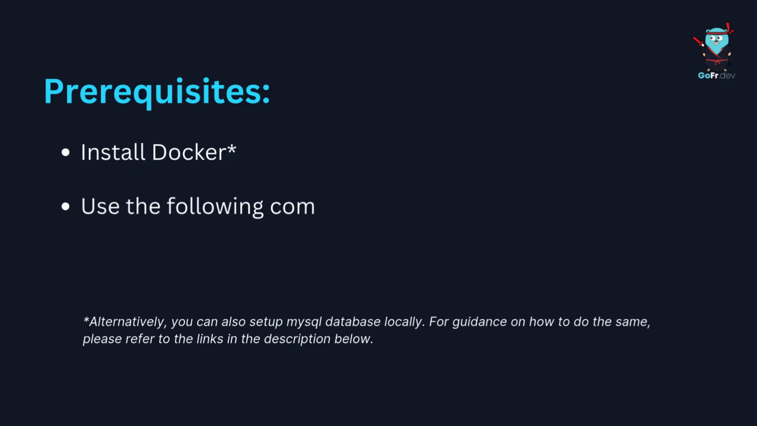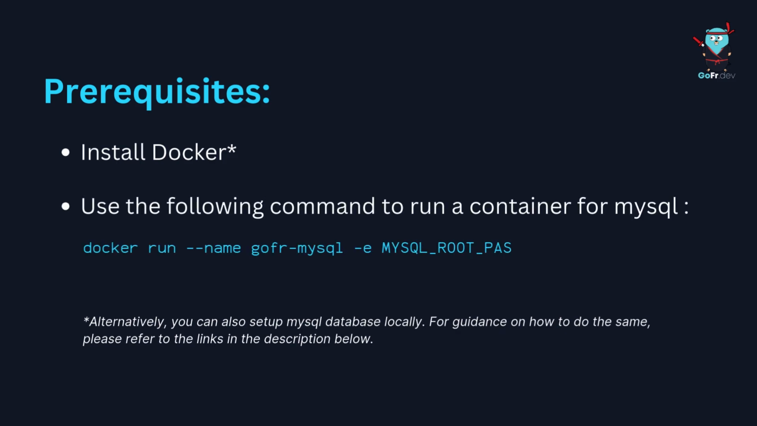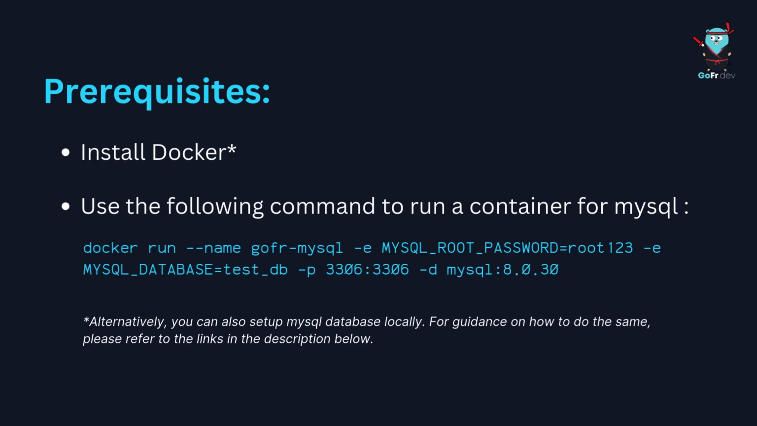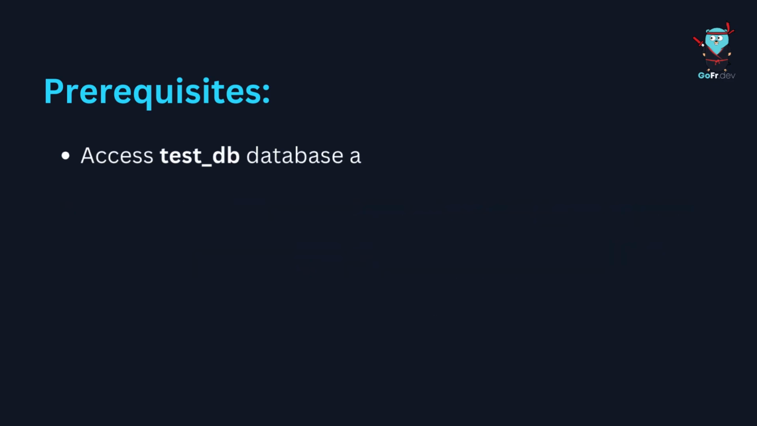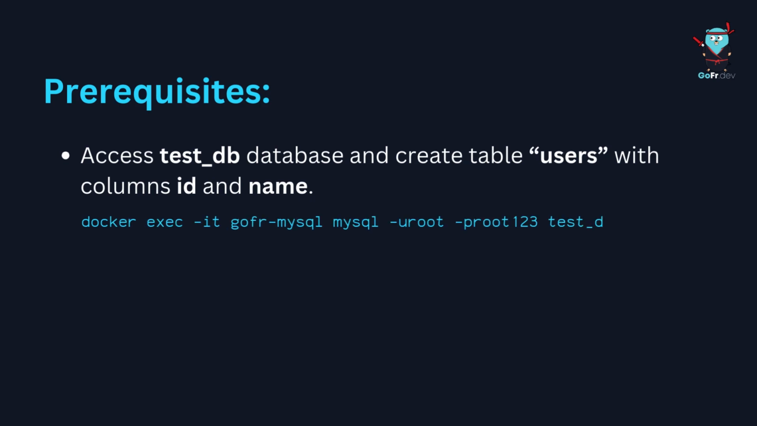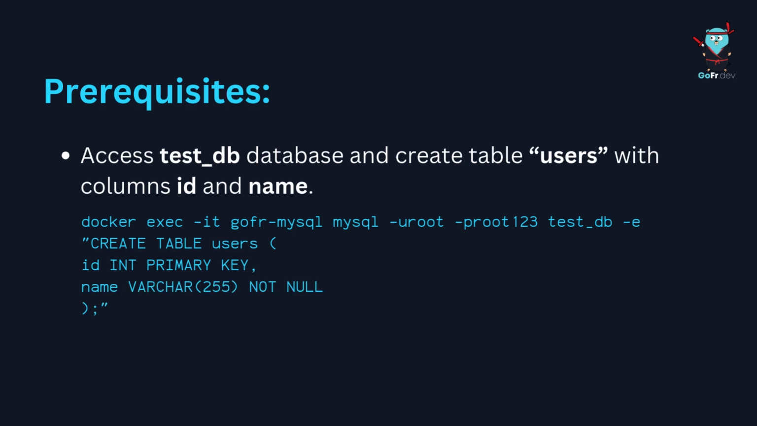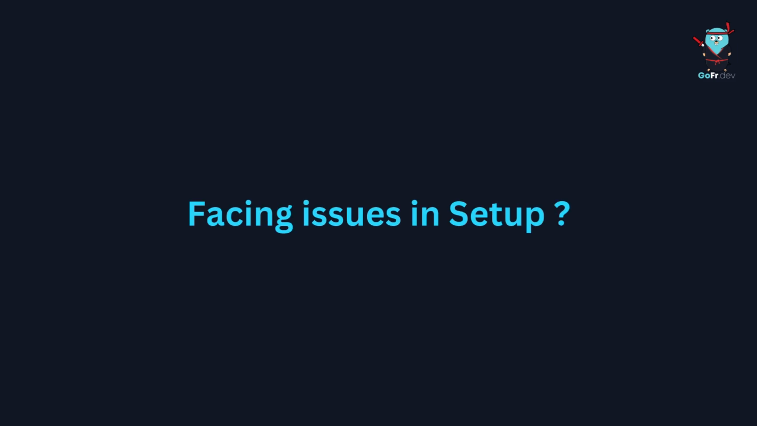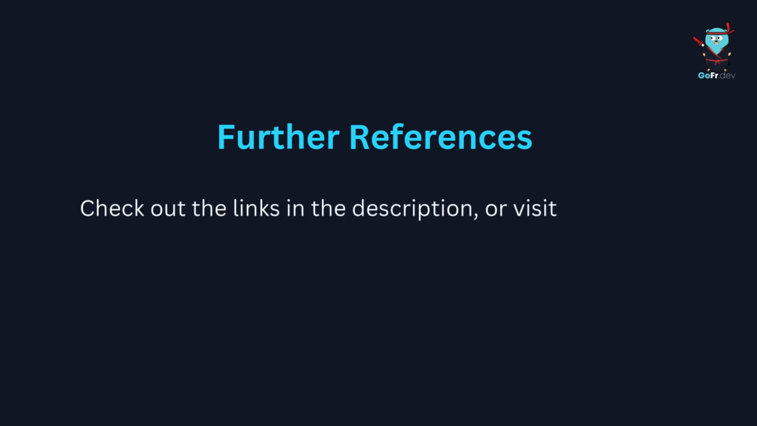You should also have an SQL container with its instances up and running, along with the necessary configurations to connect to the database. Additionally, ensure your table is already created within the Docker container. In this setup, we assume you already have a running Docker instance with an existing database called test_db and a users table populated with some entries. If you encounter any issues during setup, please refer to the articles provided in the description below for guidance.